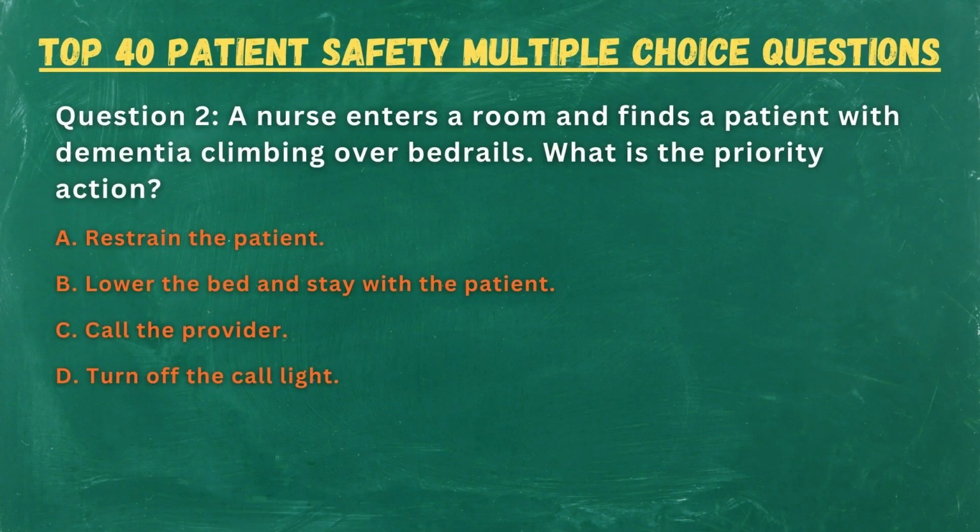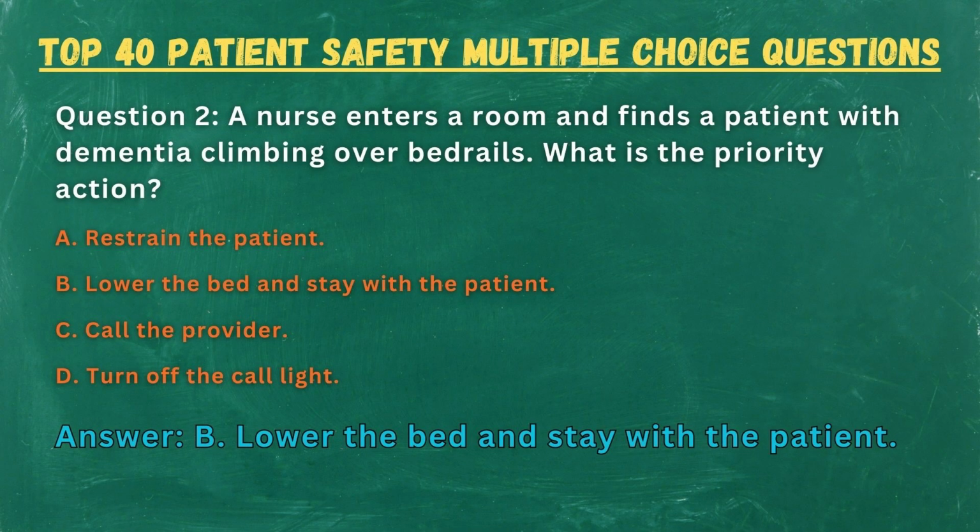Question 2. A nurse enters a room and finds a patient with dementia climbing over bed rails. What is the priority action? A. Restrain the patient. B. Lower the bed and stay with the patient. C. Call the provider. D. Turn off the call light. Answer: B. Lower the bed and stay with the patient.